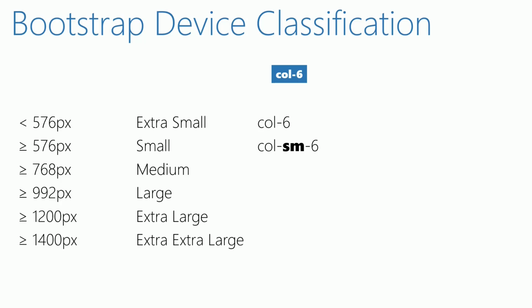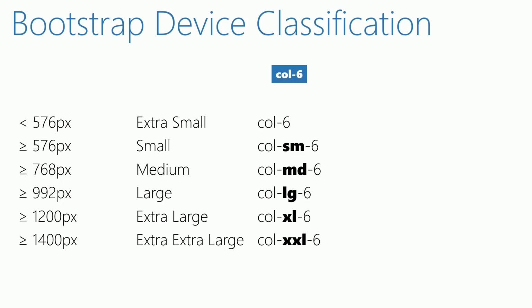For medium, it should be col-md-6. Here, medium is represented as md. For large, it should be col-lg-6. Here, large is represented as lg. For extra large, it should be col-xl-6. Here extra large is represented as XL. For extra extra large, it should be col-xxl-6. Here extra extra large is represented as XXL.